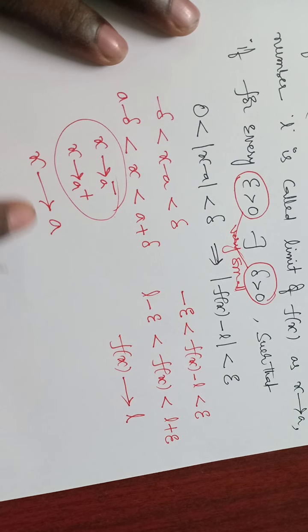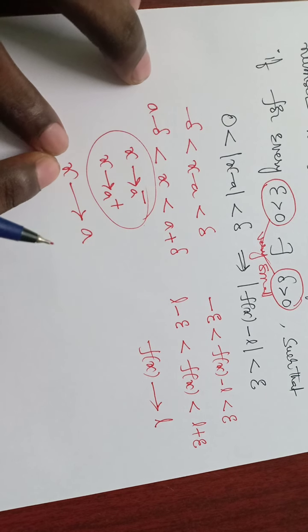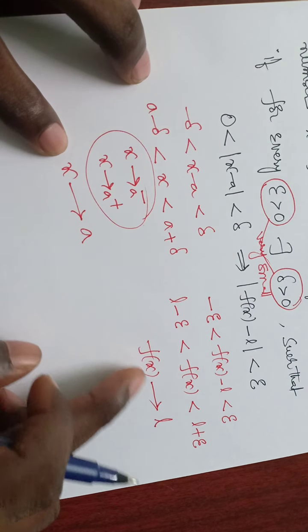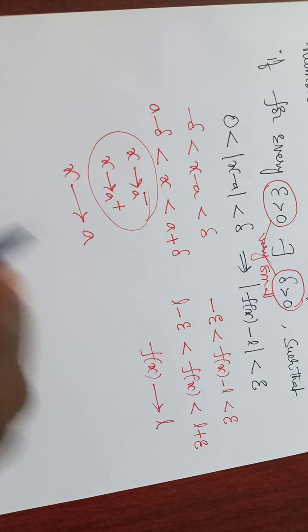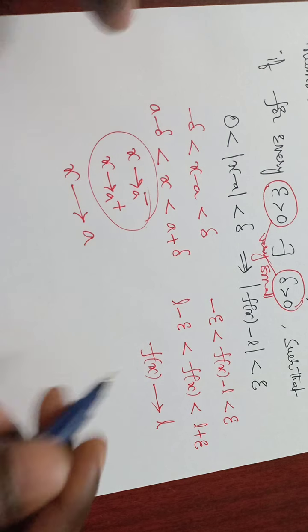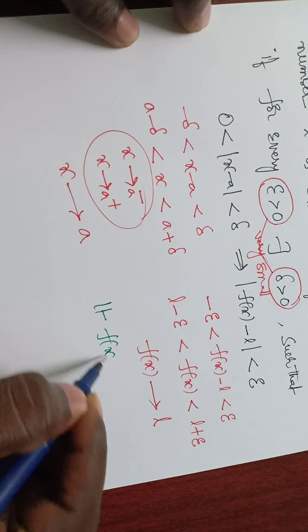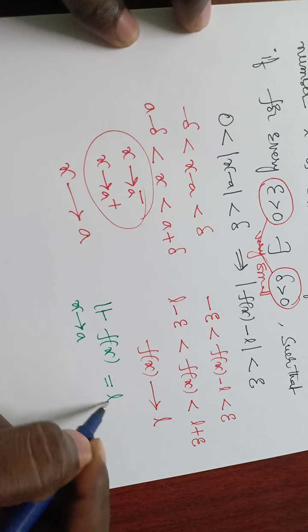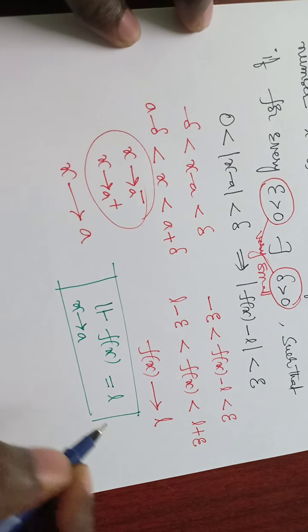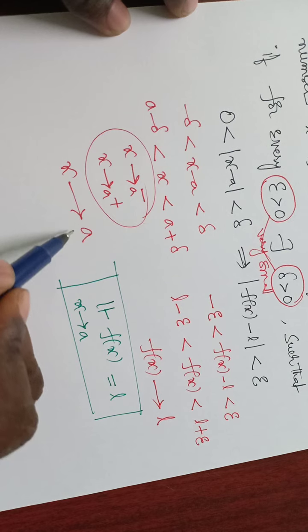So as x approaches a from both sides, f of x approaches L from both sides, which means that when x is very close to a, f of x is very close to L. What it means is that the limiting position of f of x as x approaches a is equal to L. Why? Because these two are very close as x approaches a.